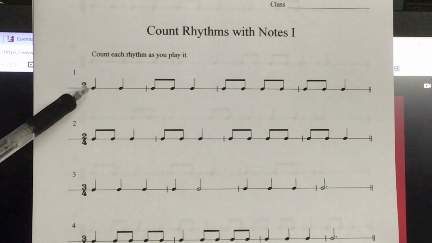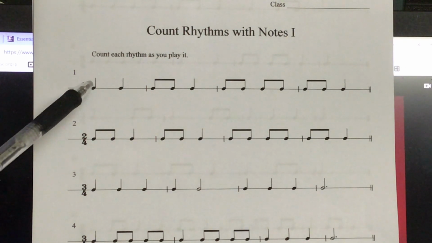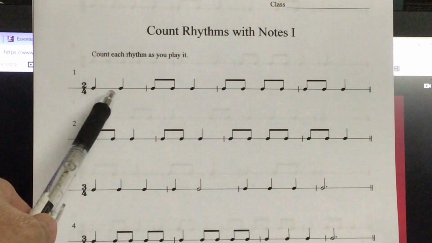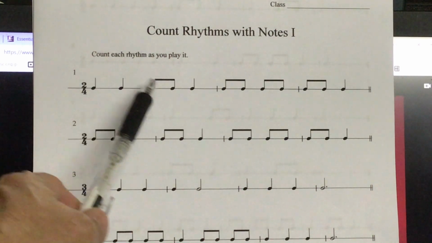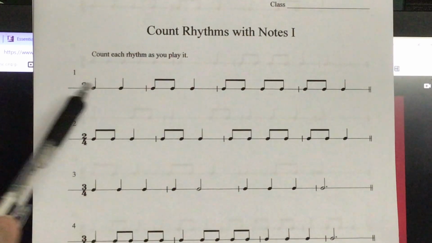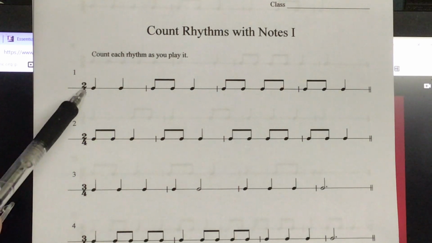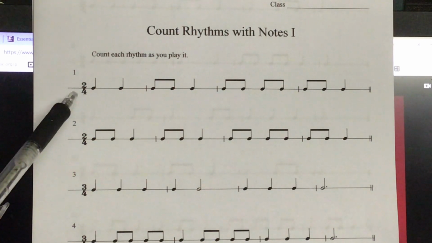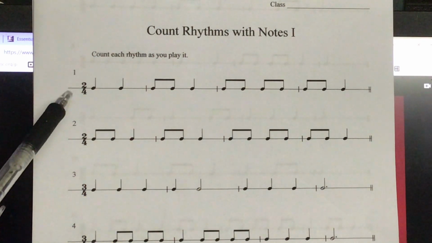We look at the time signature, 2-4. The top number tells us the number of beats per measure. Remember, our measure is marked off by these bar lines. So this is one measure, this is one measure, this is one measure. So you have 4 measures in this first line. The bottom number 4 is 1/4 or 0.25. So a quarter note gets the beat. So 2 beats per measure, quarter note gets the beat.